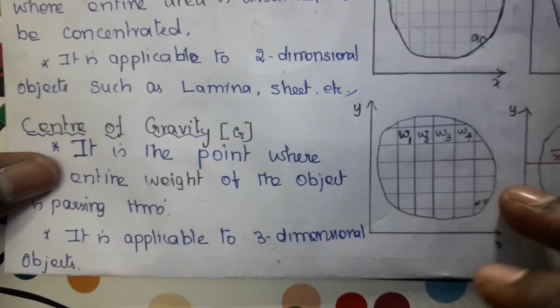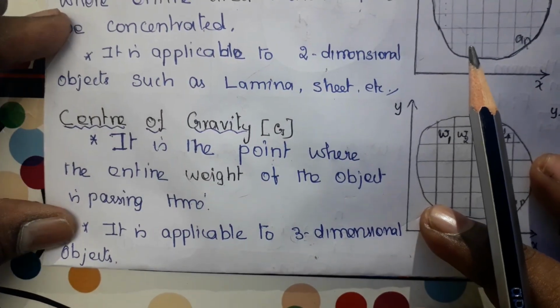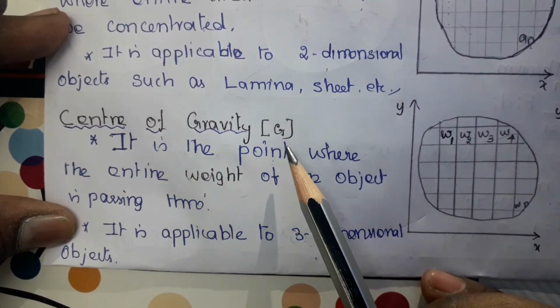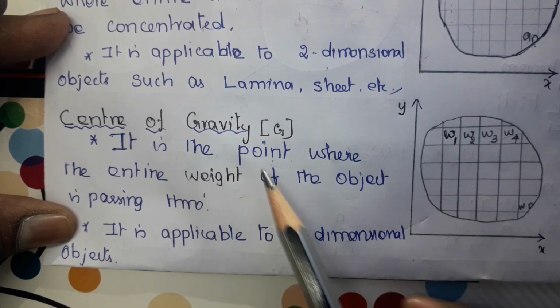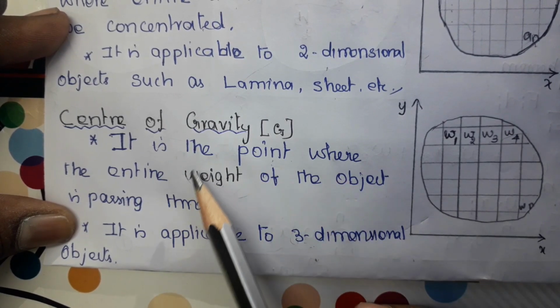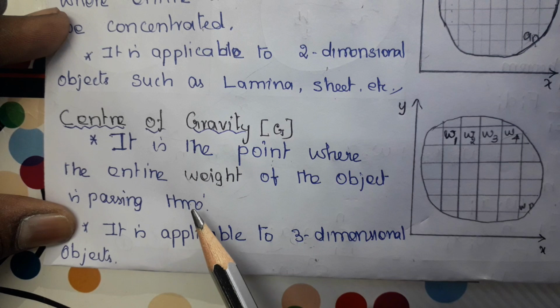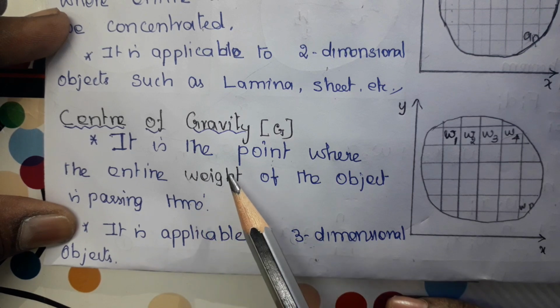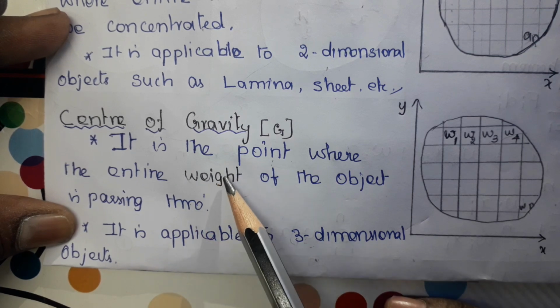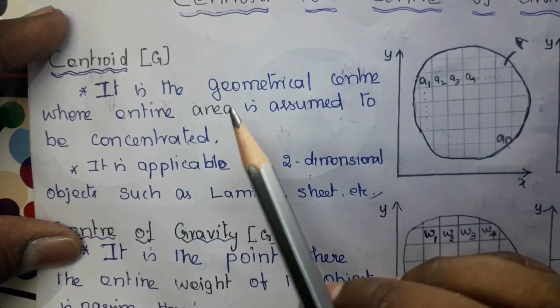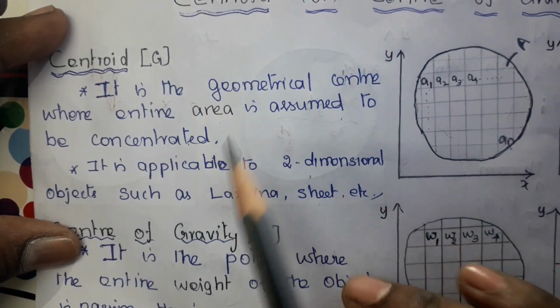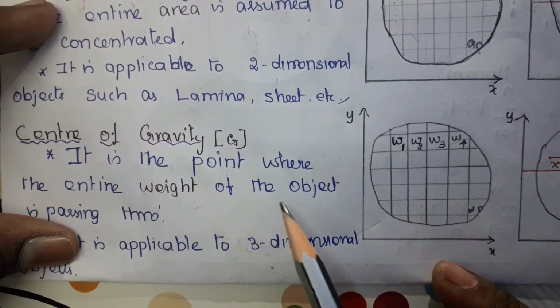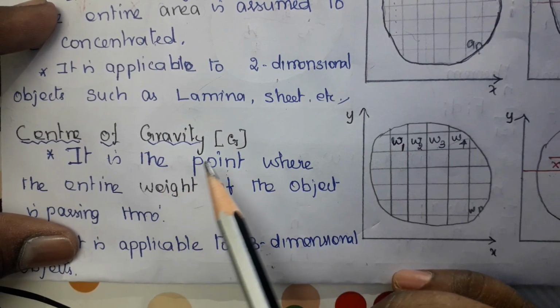Next definition is center of gravity. Center of gravity is the point through which the entire weight of the object passes. In center of gravity, note the keyword weight. In the centroid the keyword is area. Here the weight is passing through the center of gravity.